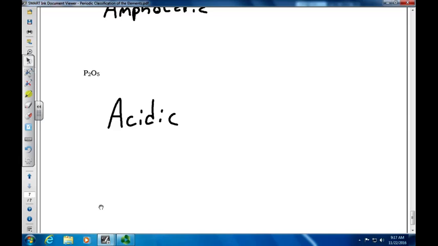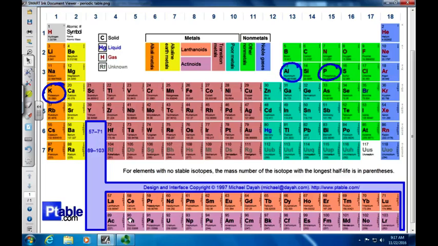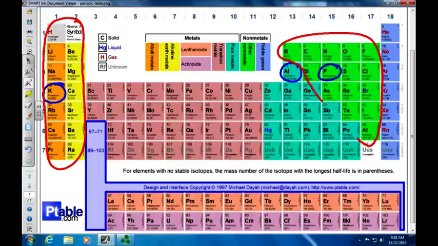Now, you may be wondering how I came to these conclusions very quickly. Well, it's just a matter of reading the chapter. If you take the time to read the chapter and note the trends on the periodic table for your oxides and which ones react acidically, which ones are basic, those ones are easy enough. Your basic ones right over here, when they're attached to an oxygen, it's basic. Your acidic ones right over here, when they're attached to an oxygen, it's acidic.